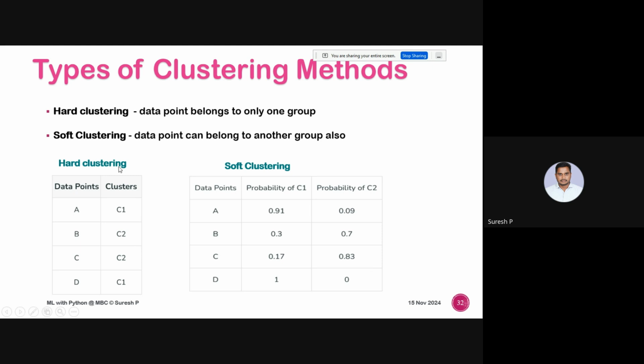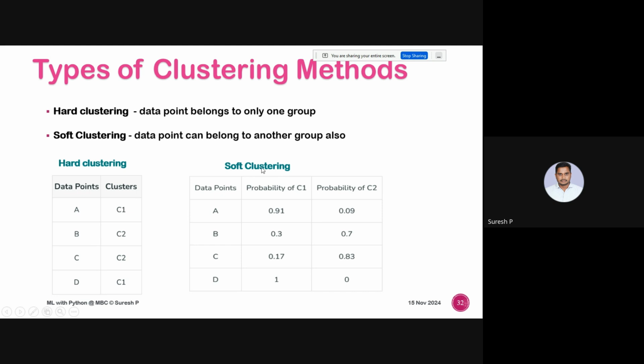Okay, let's look at the difference between hard clustering and soft clustering. In hard clustering, assume that there are four data points: A, B, C, D. Here A belongs to C1, B belongs to C2, C belongs to C2, and D belongs to C1. So A cannot be in C2, and D also cannot be in C2. A single data point belongs to only one cluster, so that is called hard clustering.